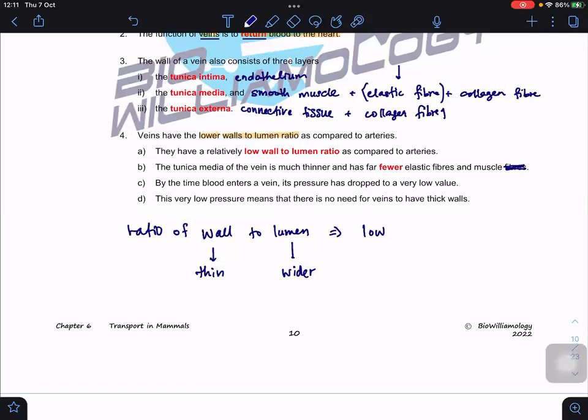By the time the blood enters the vein, the pressure has dropped to a very, very low value. So we do not need a very thick wall for the vein, in general. Now the pressure is so low, how can we move the blood along this vein?